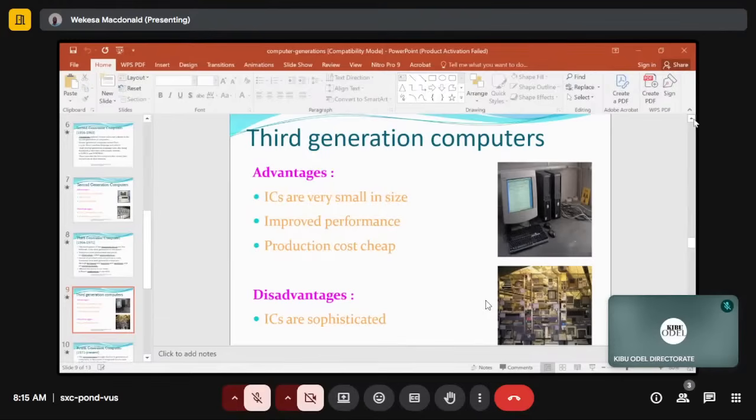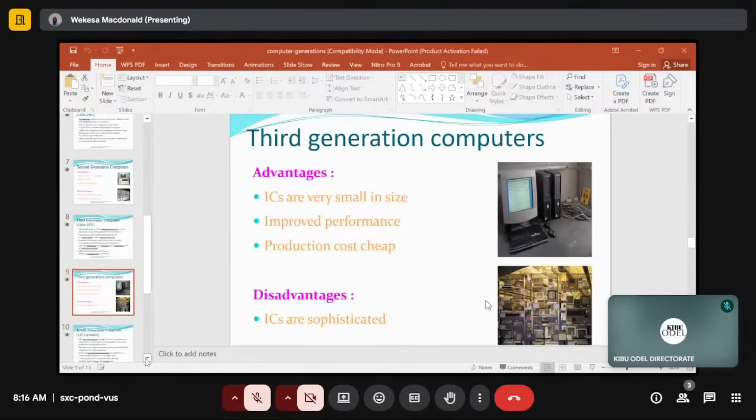They improved performance because of what? The speed. IC is faster compared to transistors. Production cost was cheaper compared to the previous generations. Just one challenge is that these ICs are very sophisticated in nature, so it means that it used advanced technology to come up with an IC.